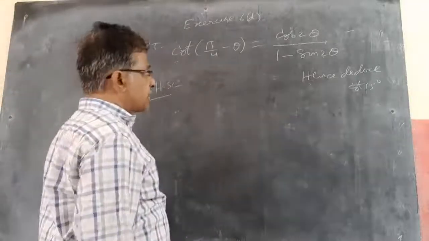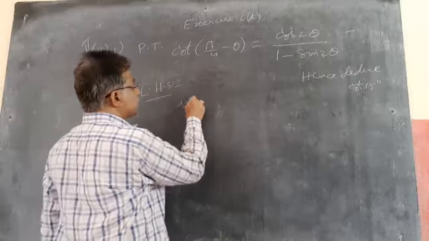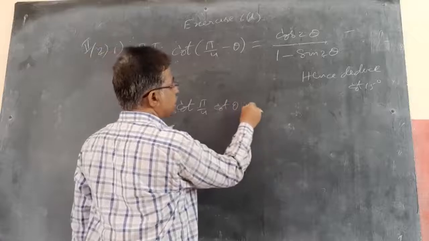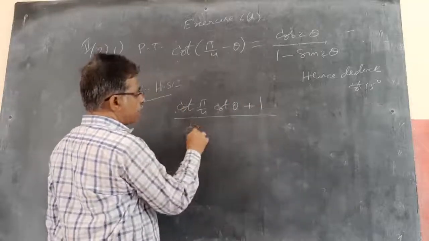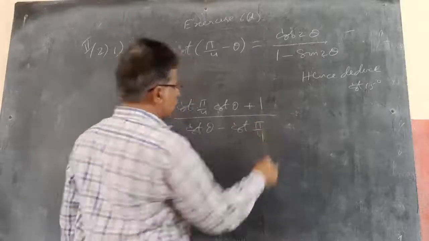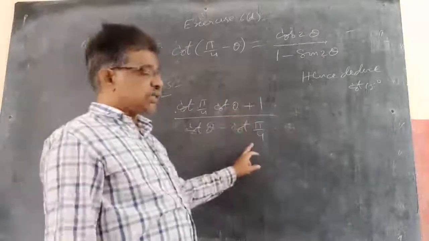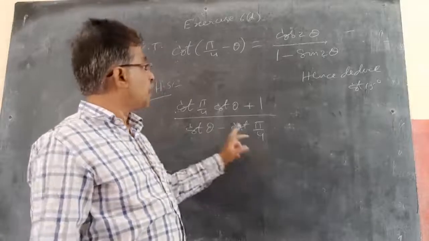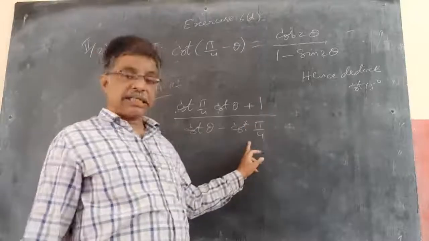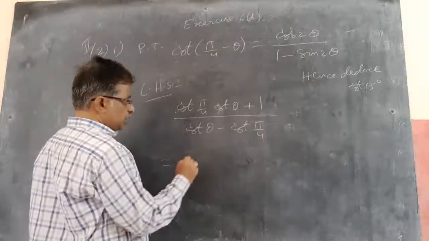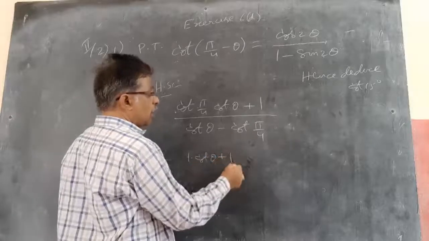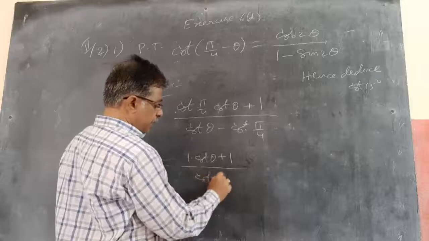What is the formula for cot of a minus b? Cot a minus b formula: cot a cot b plus 1 by cot b minus cot a. So a is pi by 4, b is theta. Cot a cot b plus 1 by cot b minus cot a, I wrote. Now cot pi by 4 is 1. So 1 into cot theta plus 1 by cot theta minus 1.